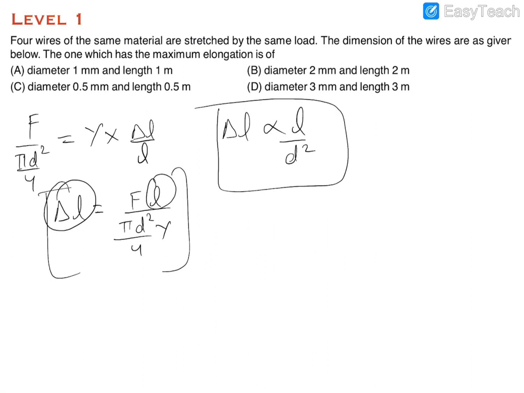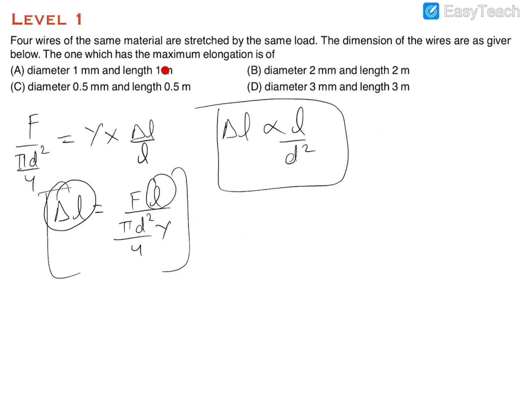And you can also observe that delta L is proportional to L and inversely proportional to d square. Which means that out of these 4 options, the set of values of diameter and length which has the maximum value of L by d square will have the maximum elongation. So you can check option number A, which says that L is equal to 1 and D is equal to 1 mm. So you can find out L by D square. So this is 1 upon 1 square, which is 1. If you are wondering why I have not converted the units, you can easily see that in all of these 4 options, the units are the same. So I just need to compare these 4 options, and no unit conversion is required.